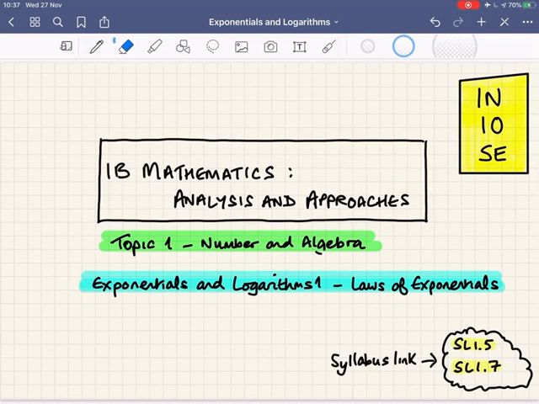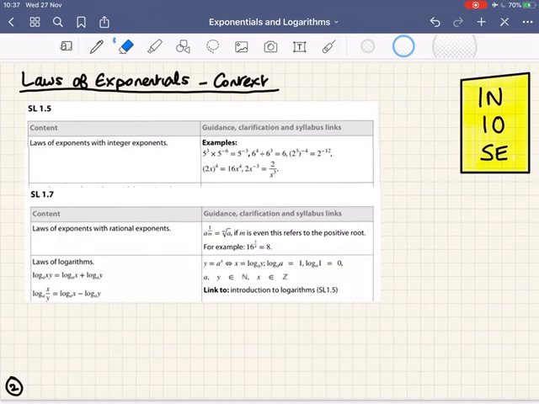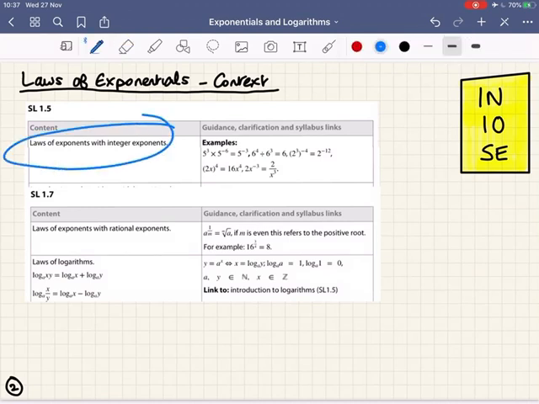This is the first video in a set on the subject of exponentials and logarithms, part of the topic number 1, number and algebra. And in this video we'll be just revising really the laws of exponentials so that we've all got the same basic knowledge going forward. This is in the syllabus as SL 1.5 and SL 1.7. There you are, you can see them there. And laws of exponents with integer exponents and laws of exponents with rational exponents.